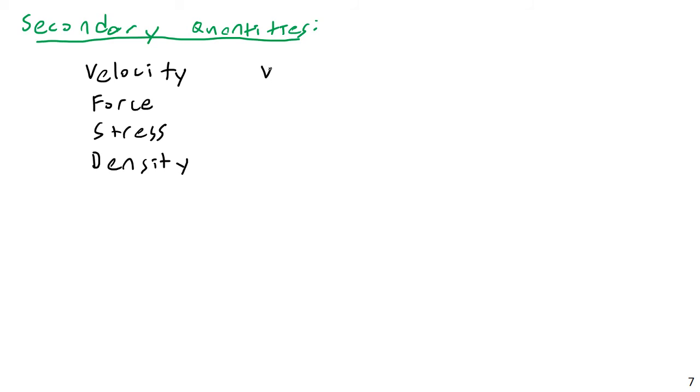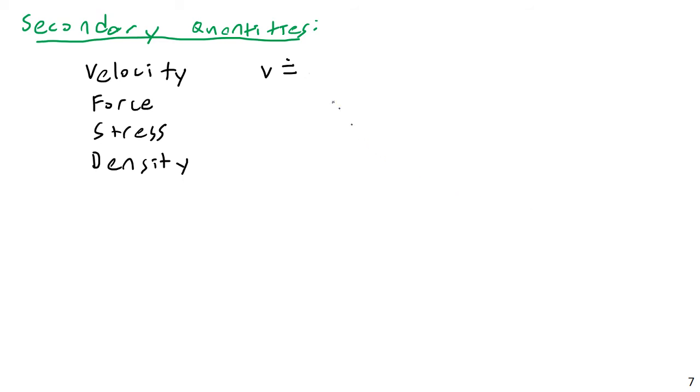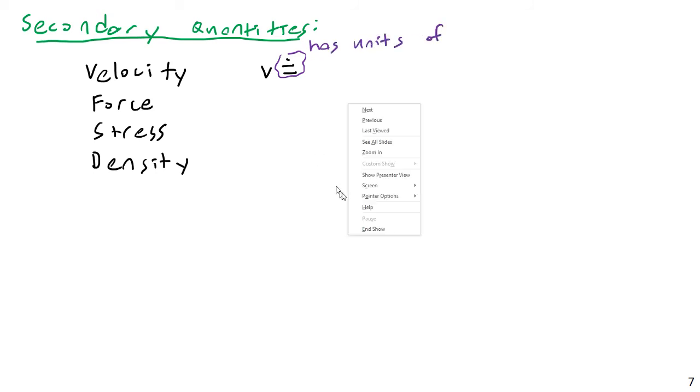And I'm going to use, through the course, this symbol right here. Sometimes I'll use this. This means has units of. And this, again, will be very important when we get to dimensionality and similitude later in the semester. So velocity will have units of LT to the negative 1. So length divided by time, that's velocity, of course, just illustrating the idea of a secondary quantity.